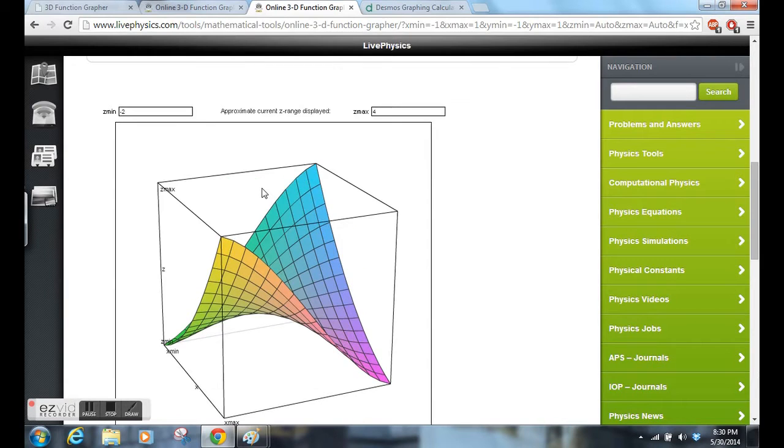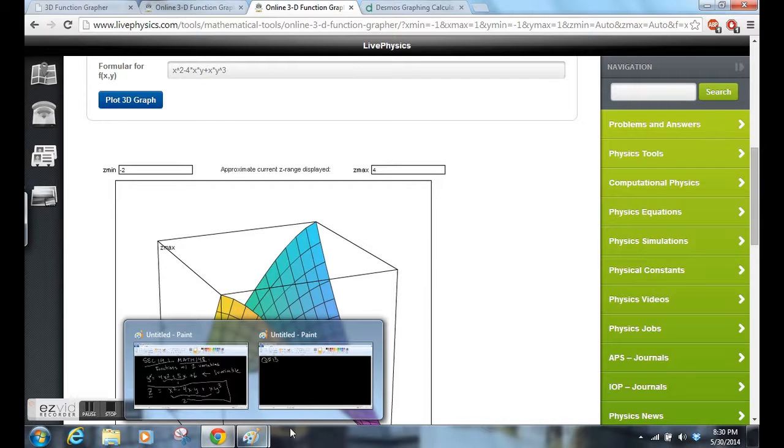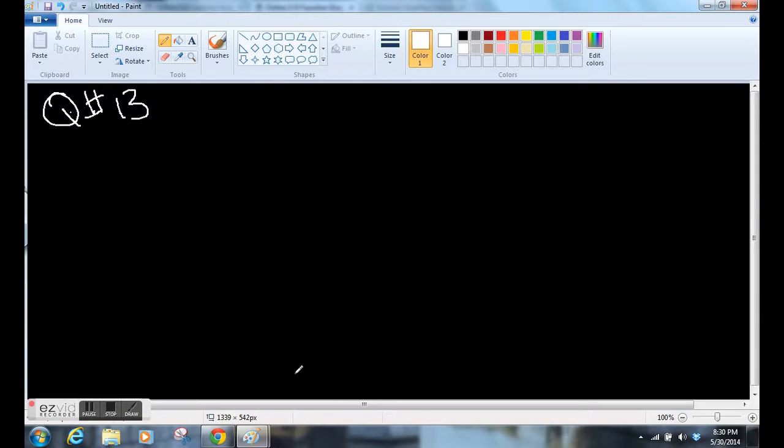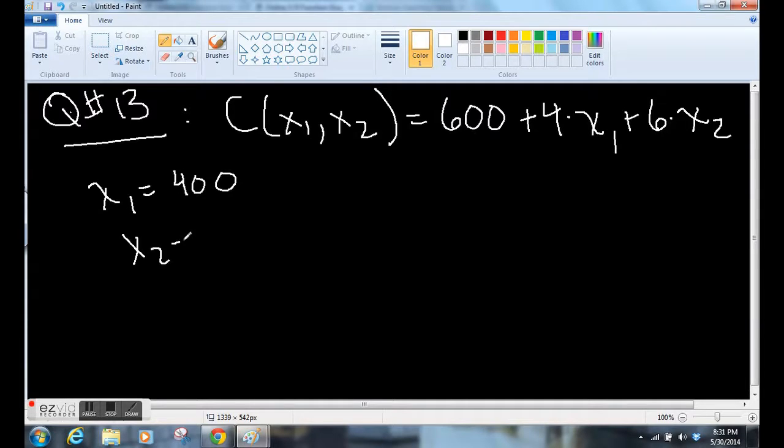And this is a kind of fun little online graphing tool you can use if you want to plot these functions and see what they look like. But for the most part, for chapter 14, the questions are fairly straightforward. So question 13 gives you this function, c of x1, x2, so they're different variables. x1 is one variable, x2 is another. It looks like this: 600 plus 4 times x1 plus 6 times x2. And it says evaluate the function when x1 equals 400 and x2 is equal to 500.